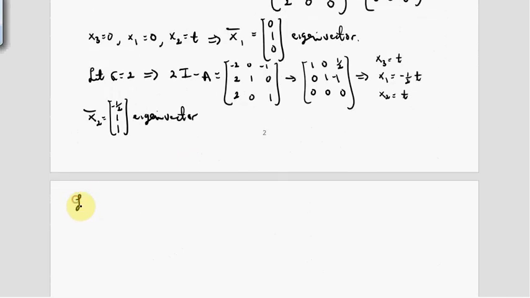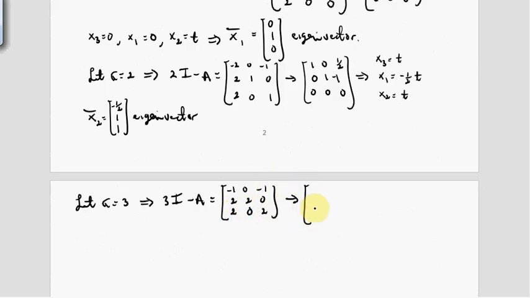And then, for that third one, let lambda equal 3. This implies that 3 times the identity minus A is equal to, plug in 3 for lambda, it's up above, and it gives you negative 1, 0, negative 1, 2, 2, 0, 2, 0, 2. Reduce this, we get 1, 0, 1, 0, 1, negative 1, 0, 0, 0.